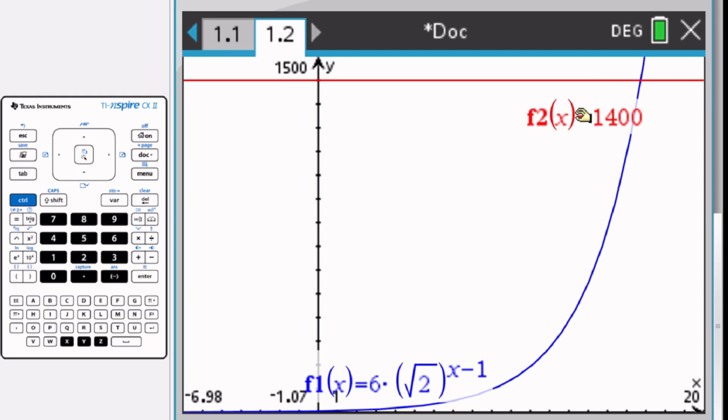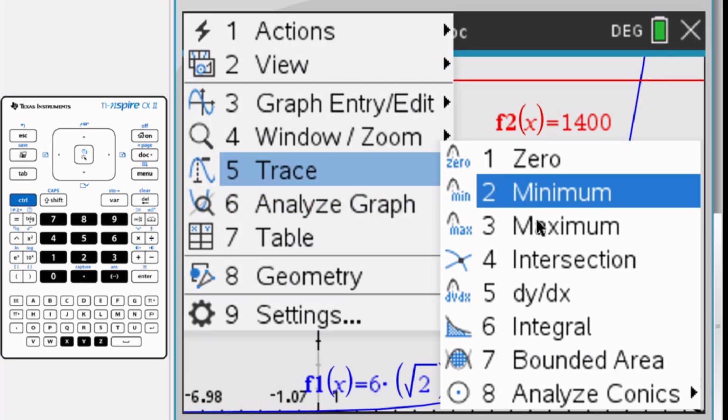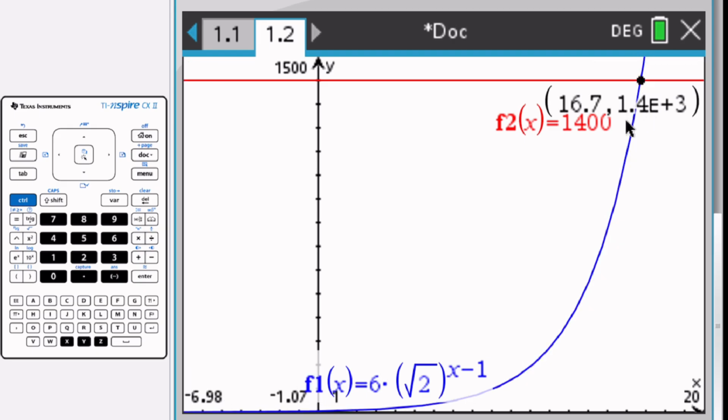So what I can do is I can find that intersection by going Menu, Analyze Graph, and Intersection. And if we find that intersection there, we can see that the value is 16.7, similar to the one we did with the log. So therefore, the next integer larger than 16.7 would be 17. And that is a second approach using a graphing approach to find the answer to that question.